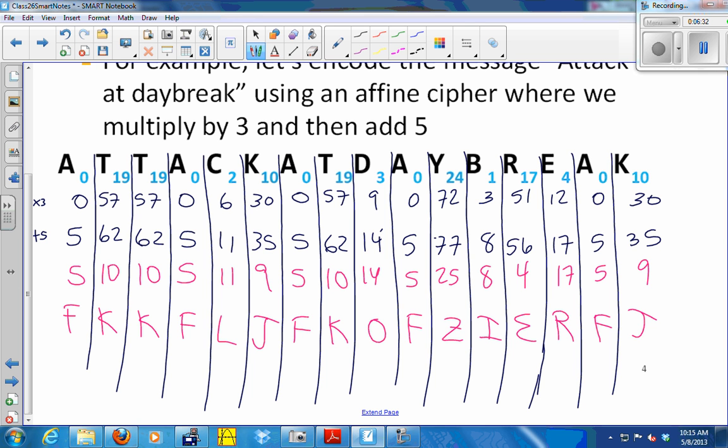So now we have encoded it by using multiplication and addition. Makes the code that much harder to break if you're applying 2 steps, 2 different encoding. So we've basically encoded it twice using 2 different codes, a ×3 and a +5.